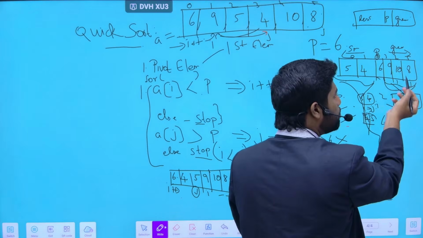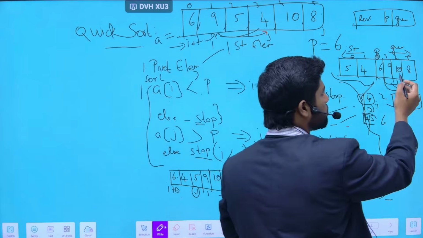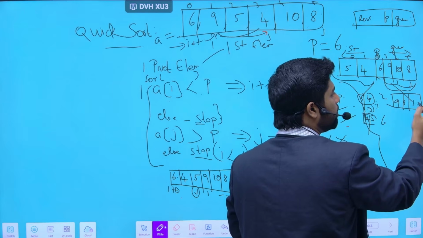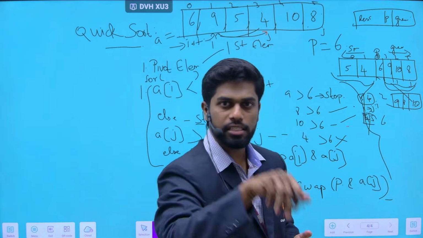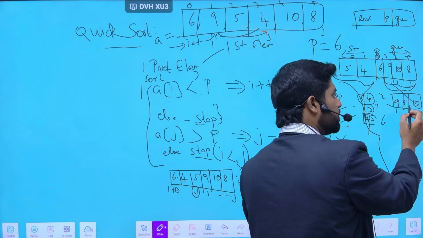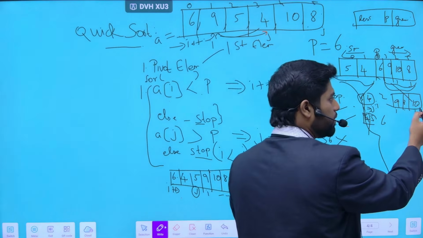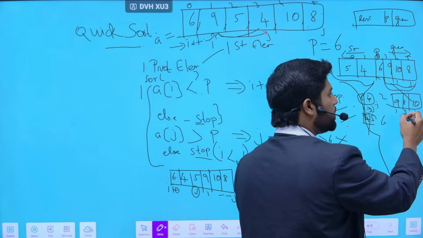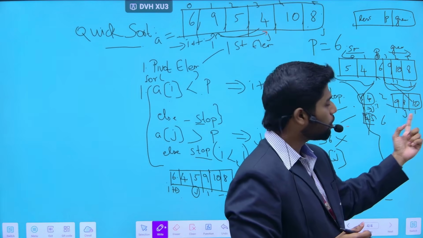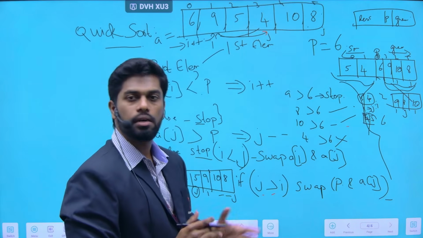Again swap a of i and a of j. That is nothing, 8 will be coming this side, 10 will be coming this side. Again next move on. Your i will be from 9, 8 is smaller, 10 is greater, i will be here. Next j, 10 is greater, minus minus, j will be here. Now after crossing i and j, j is less than i.